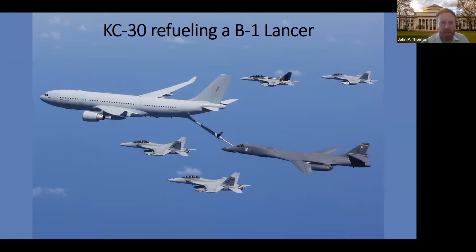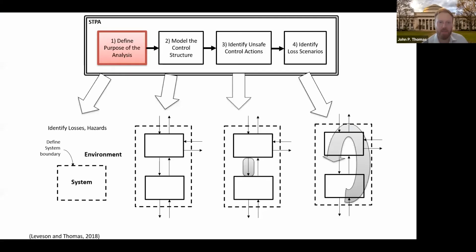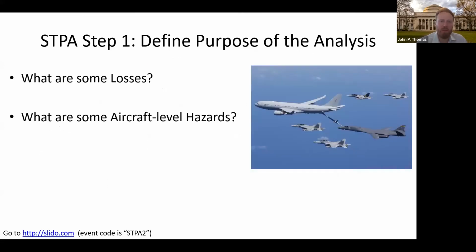Here it is, a KC-30 refueling a B-1. Of course, the boom has to drop down, the aircraft has to fly up to it, and you get your fuel. We'll talk about more details in a few minutes. Let's start STPA. You already have enough information, even if you've never heard of aerial refueling. You've probably heard of it, but may not know much about it. You already have enough to start step 1. So you can start this process incredibly early.